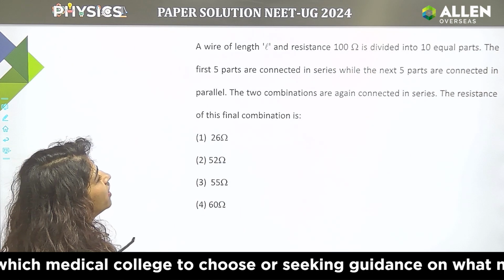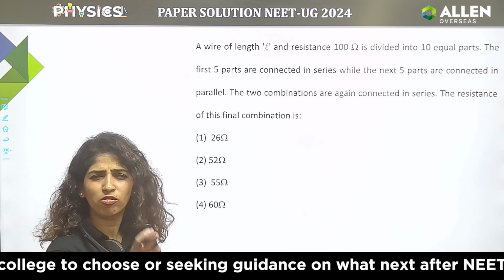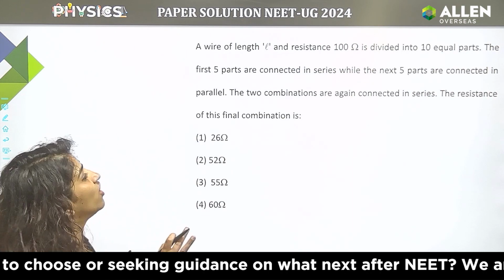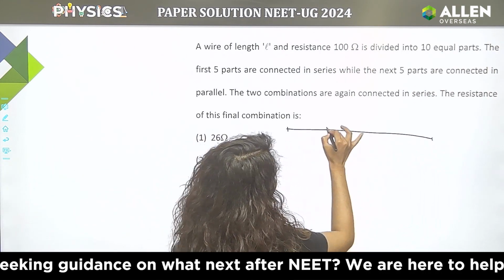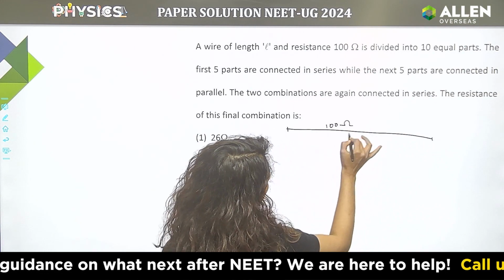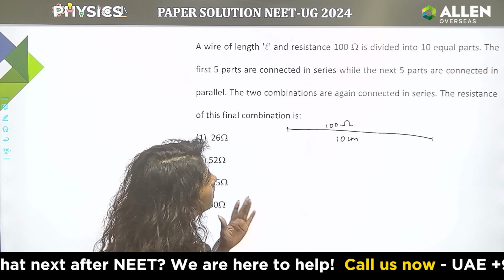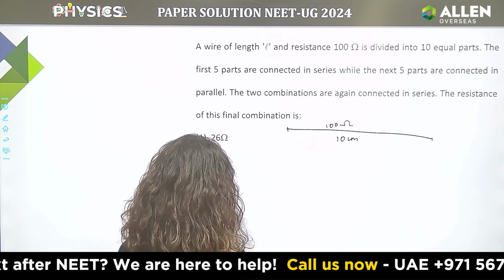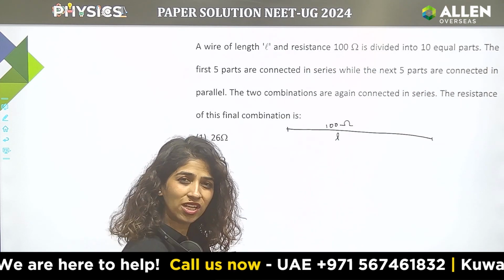Now, it says there is a wire of length L. Very good question. Simple. It was just lengthy to read the entire thing. There is a wire whose length is 10 centimeter and resistance is 100 ohm. It is divided into 10 equal parts.